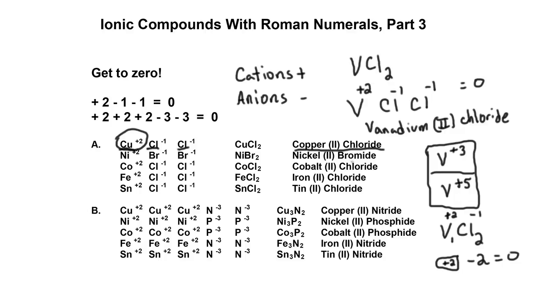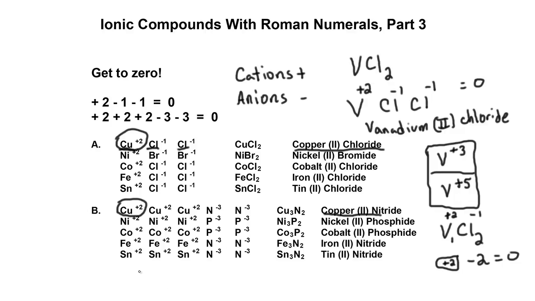In our other equation, +2 +2 +2 -3 -3 equals 0. So we pull out that copper 2 and we mix it with a nitride. We have 3 of the copper 2s, 2 of the nitrides. Our formula turns into copper 2 nitride. So copper with more than 1 in the box, and we are sticking with copper as a +2. So copper 2 nitride. Nickel 2 phosphide, cobalt 2 phosphide, iron 2 nitride, and tin 2 nitride.